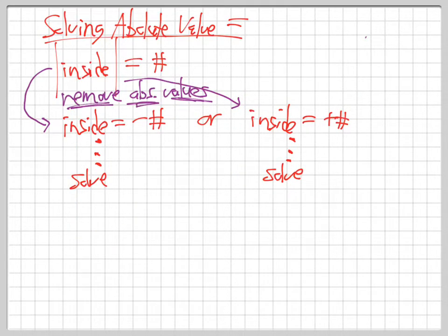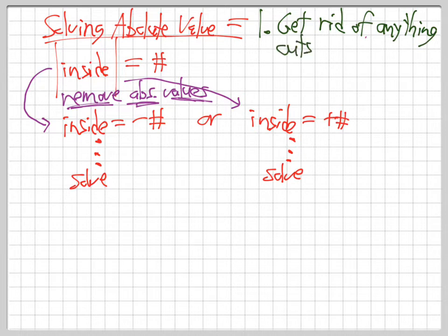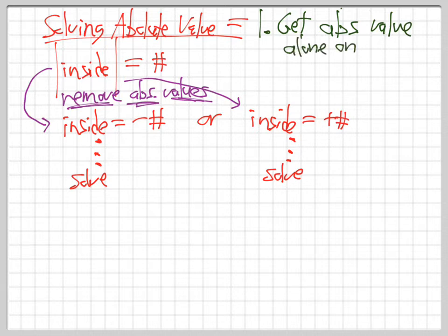I just realized I got to add one more step to these instructions here. Step 1, get the absolute value alone on his side. And then step 2, do that inside thing. So step 1, get the absolute value alone on his side.